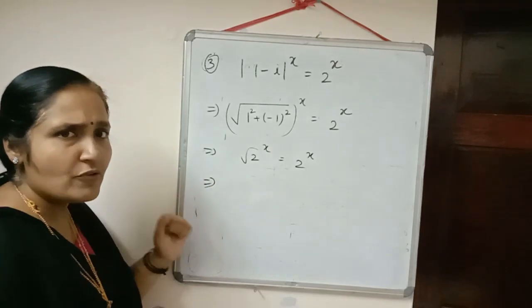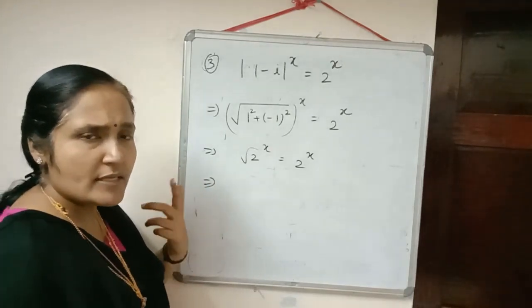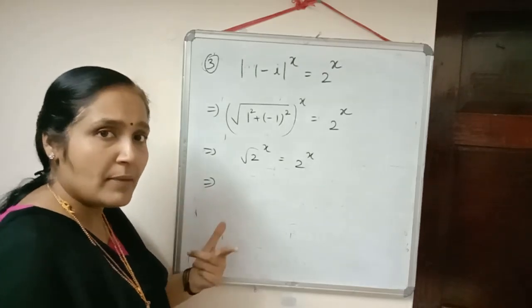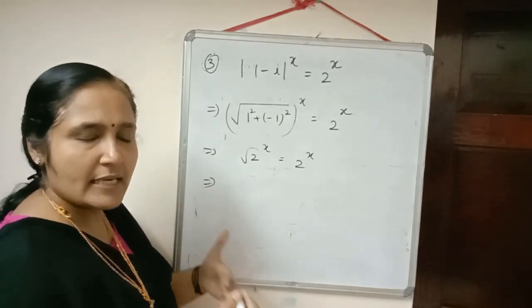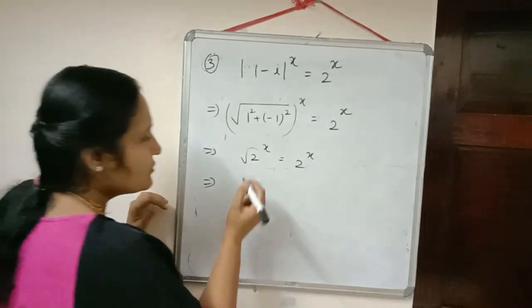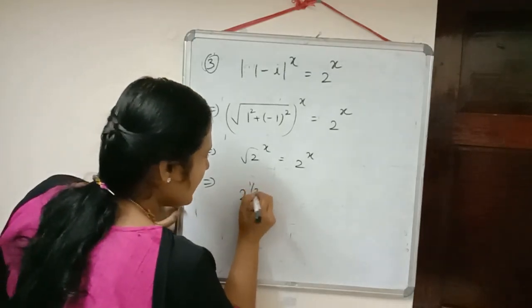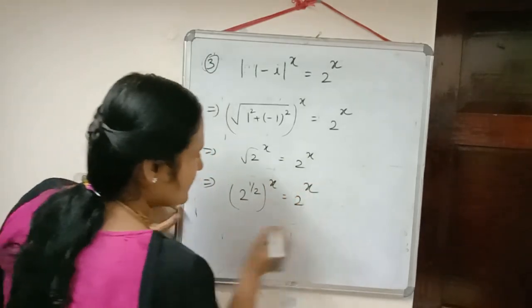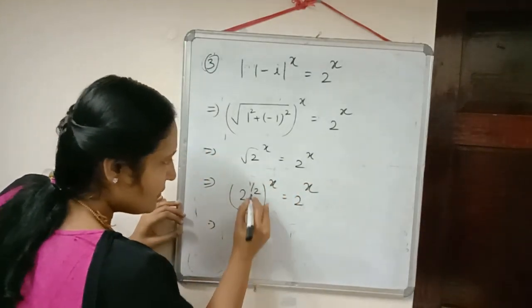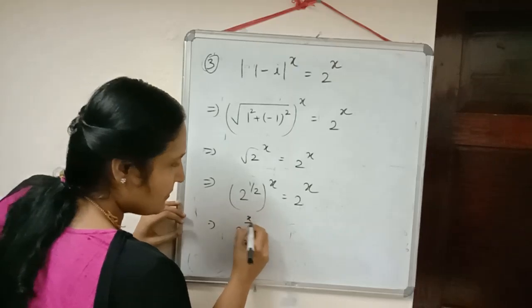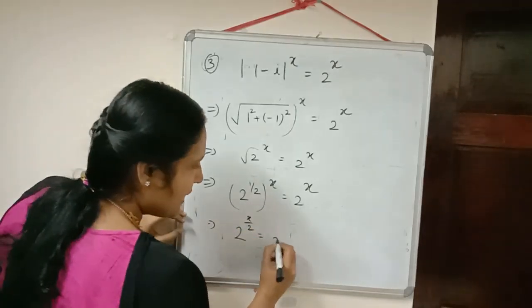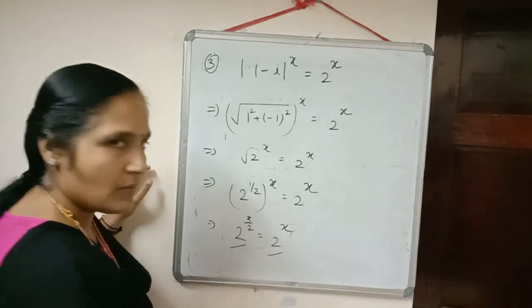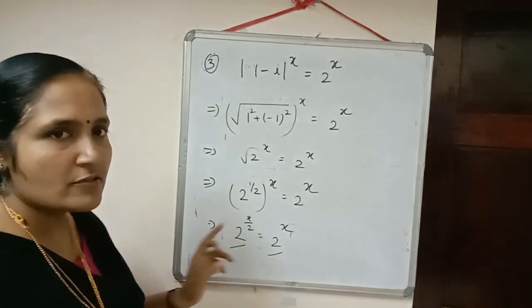What is the power of root 2? Root 2 meaning what is 2 raised to? Correct. Root 2 meaning that is 2 raised to 1 by 2. Cube root of 2 meaning that is 2 raised to 1 by 3. So root 2 can be written as 2 raised to 1 by 2 whole raised to x is equal to 2 raised to x. So what will come? 2 raised to 1 by 2 into x will be equal to x by 2 is equal to 2 raised to x. So base numbers are equal, so then their exponents also will be equal.